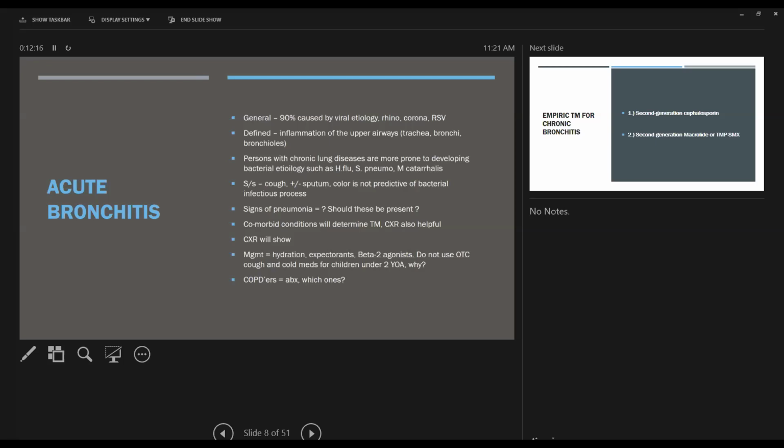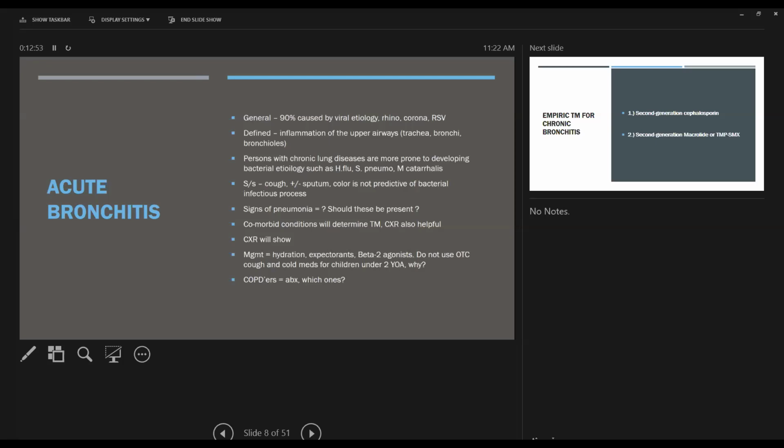Signs and symptoms of this are going to include cough. There can be sputum. Patients tend to think that if they have yellow or green sputum that they definitely have a bacterial infection. This is not necessarily true. Signs of pneumonia may and can be present, and this would be increased heart rate, fever, chills, things like that. Comorbidities will determine our treatment, and a chest x-ray is also going to be helpful.